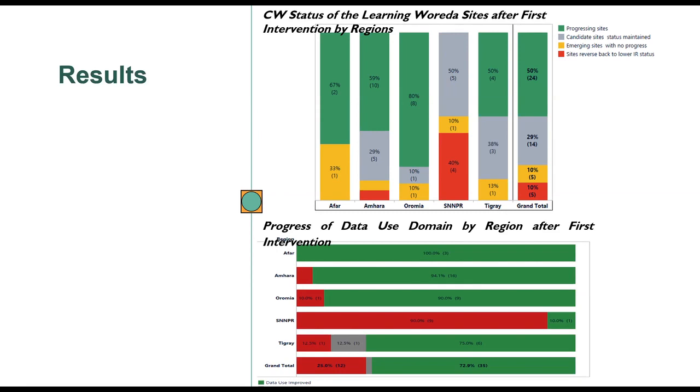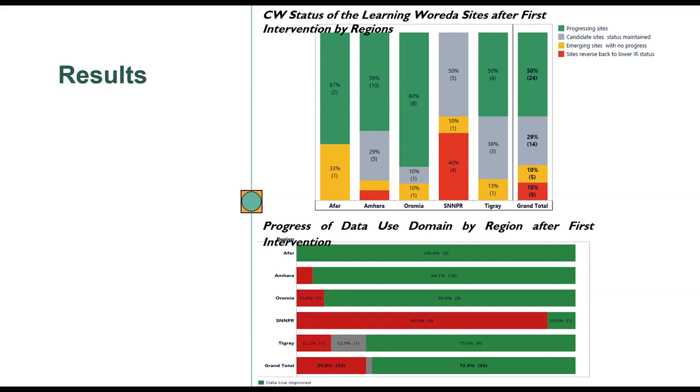Again, in these 8 districts, as you can see from the chart at the top, the green bar shows facilities progressing from one stage to the next, like from emerging to candidate or from candidate to model.